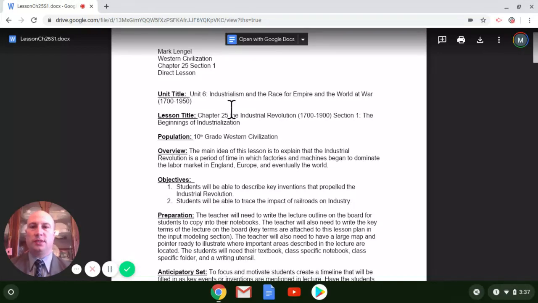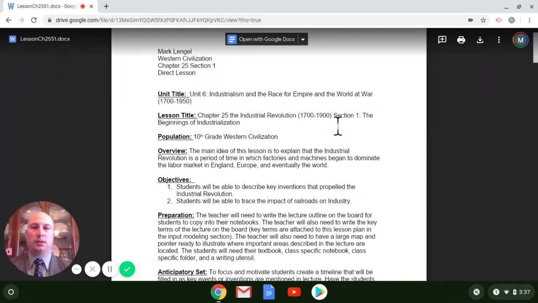Here, starting Unit 6 with industrialism and the race for empire and also the world at war. All of these are covered in Unit 6, the time span from 1700 to 1950. Today we also start Chapter 25, which is known as the Industrial Revolution. This is a more specific time span, from 1700 to 1900.